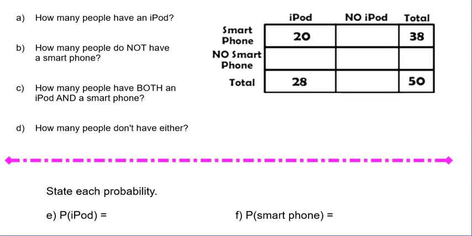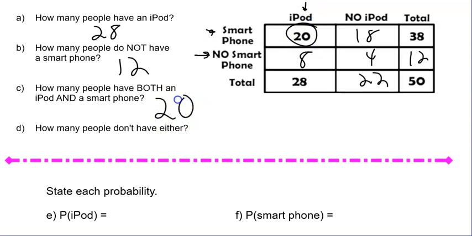Okay, how many people have an iPod? 28. How many people do not have a smartphone? So let's do this again. This is 18. This is 8. This is 12. This is 4. This is 22. How many people do not have a smartphone? So no smartphone, we're going in that direction. That's 12. How many people have both an iPod and a smartphone? So you got to find where those 2 intersect. iPod, smartphone, that's right here. How many people don't have either? No smartphone, no iPod, that's 4.